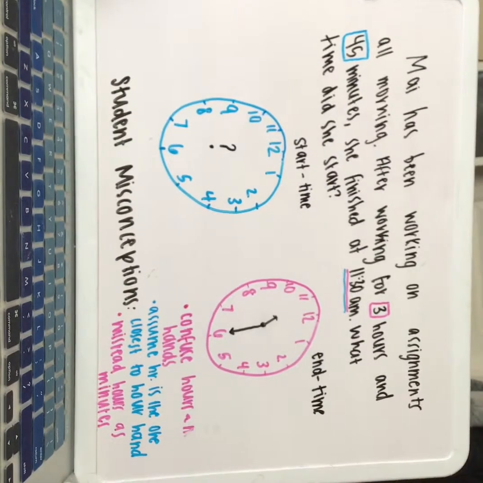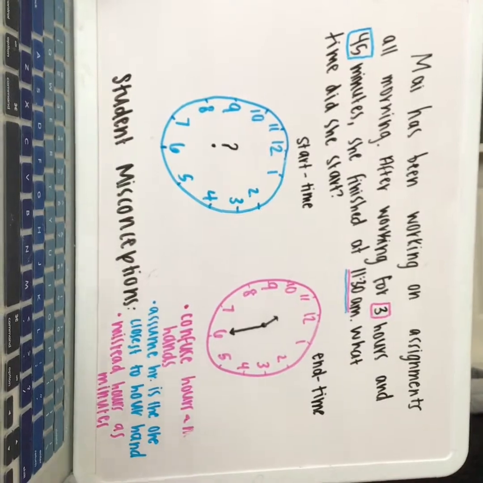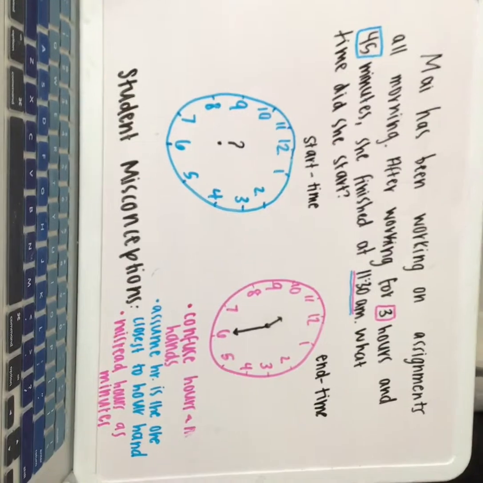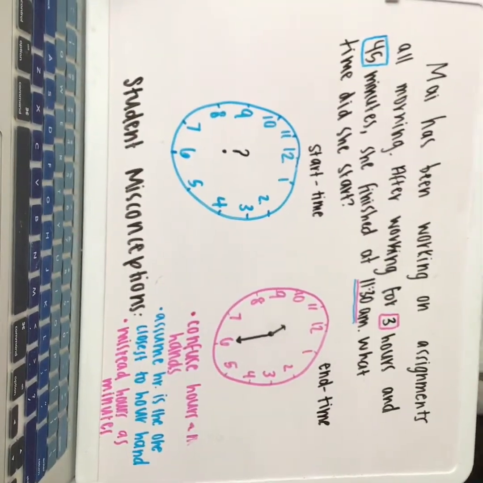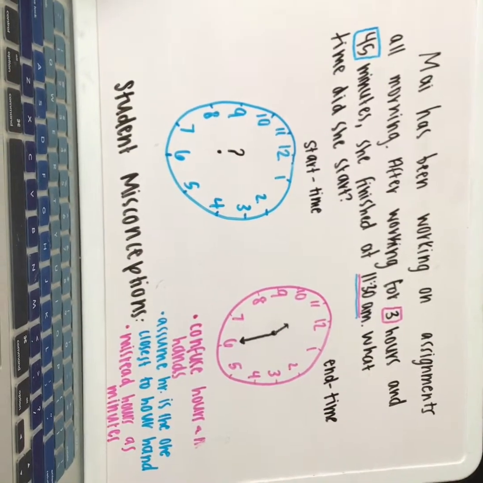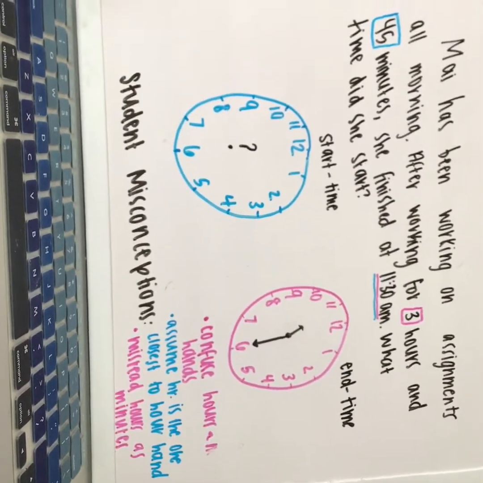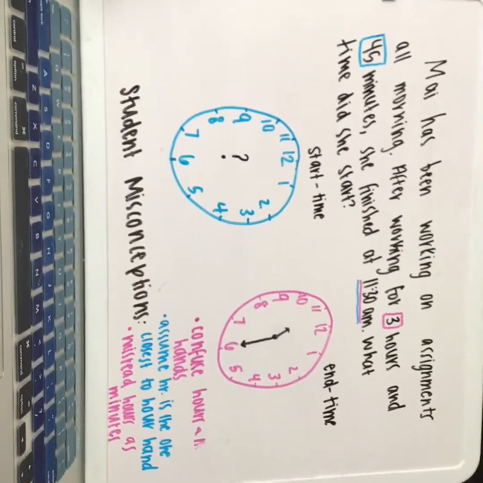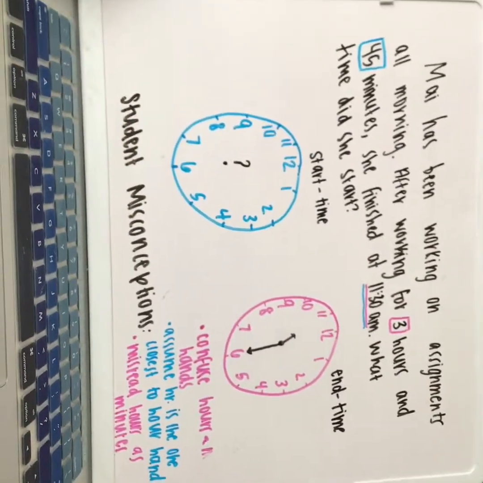A student misconception that they often have is that they confuse the hour and the minute hands. They need to know that the minute hand is always going to be the longer one and that the hour hand is always going to be the shorter. Another misconception is they assume that the hour is the one that's closest to the hour hand, which could be incorrect. The hour hand moves along with the minutes to show closer to what time it is. Another student misconception is that they misread hours as minutes, and that's just another confusion with the hour and minute hands, and that can easily be corrected by reminding students that the hour hand is smaller and the longer hand is for minutes.